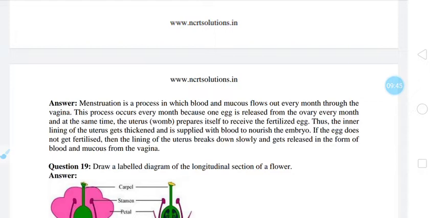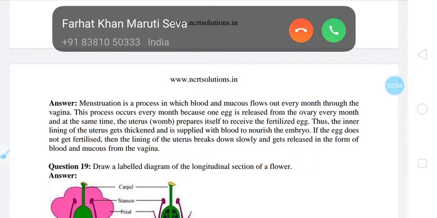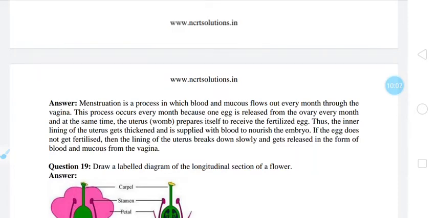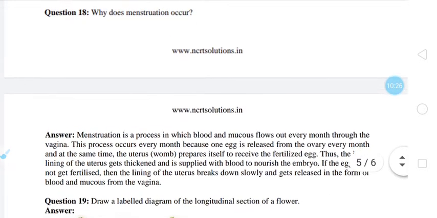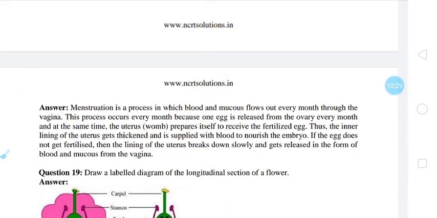The process occurs every month because one egg is released from the ovary every month, and at the same time the uterus, that is womb, prepares itself to receive the fertilized egg. Thus, the inner lining of the uterus gets thickened and is supplied with blood to nourish the embryo. If the egg does not get fertilized, then the lining of the uterus breaks down slowly and gets released in the form of blood and mucus from the vagina. So this was about how the menstruation cycle takes place every month and why menstruation occurs every month.